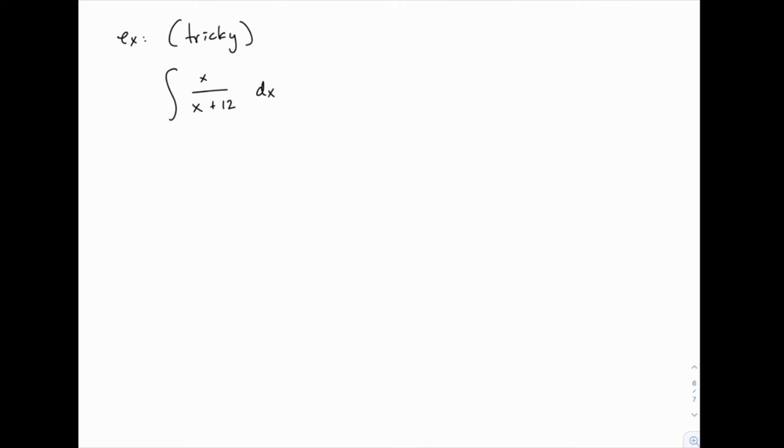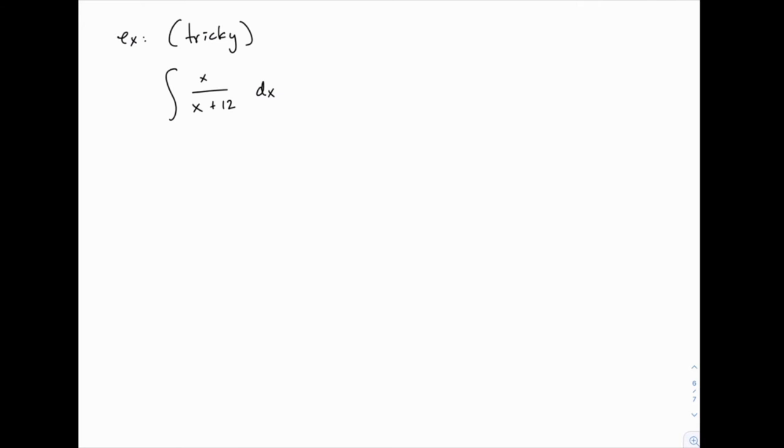More specifically, we're looking at two pieces here, x and x plus 12, but neither one of them looks like the derivative of the other, which means that our typical approach kind of gets stuck immediately. It's hard to pick what to make u. But if we think down those lines, we have those two pieces, x and x plus 12, and it kind of makes sense to pick one of them to be u.